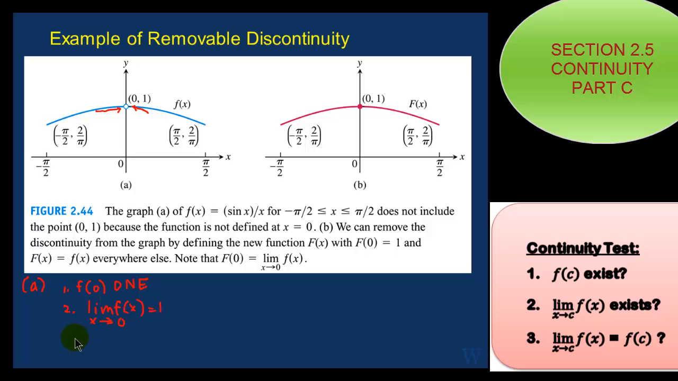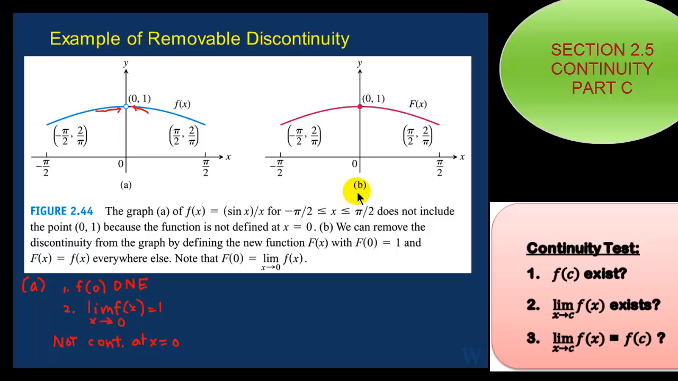Question, do we have to continue to decide whether it's continuous or not? Of course not, because this is not met. The first condition is not met in our continuity test. What can we conclude? It is not continuous at x equal to 0.